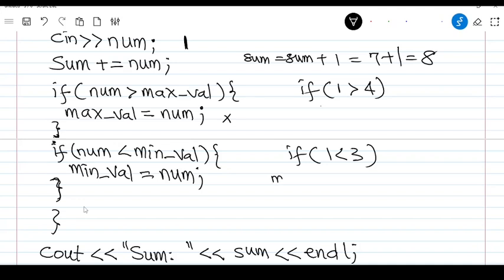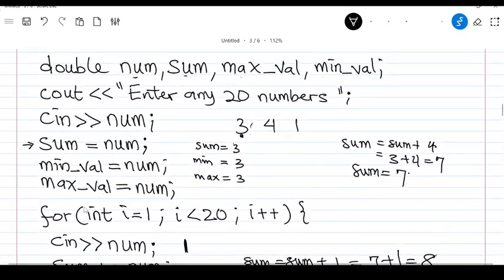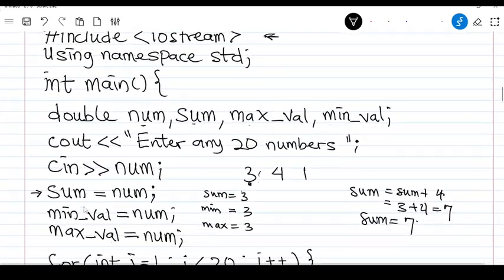So what that means is that min val is now going to be equal to what? 1, which is now the new value of num. Okay, and so that is going to be happening for the numbers that the user is going to be entering. So this check is going to be happening.